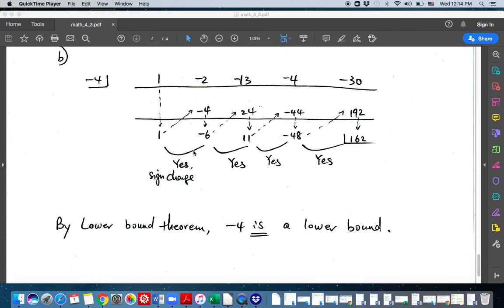In this case, we do have alternating sign changes for the numbers we get from synthetic division. So by the lower bound theorem, we can conclude negative 4 is a lower bound for all real zeros of that polynomial.